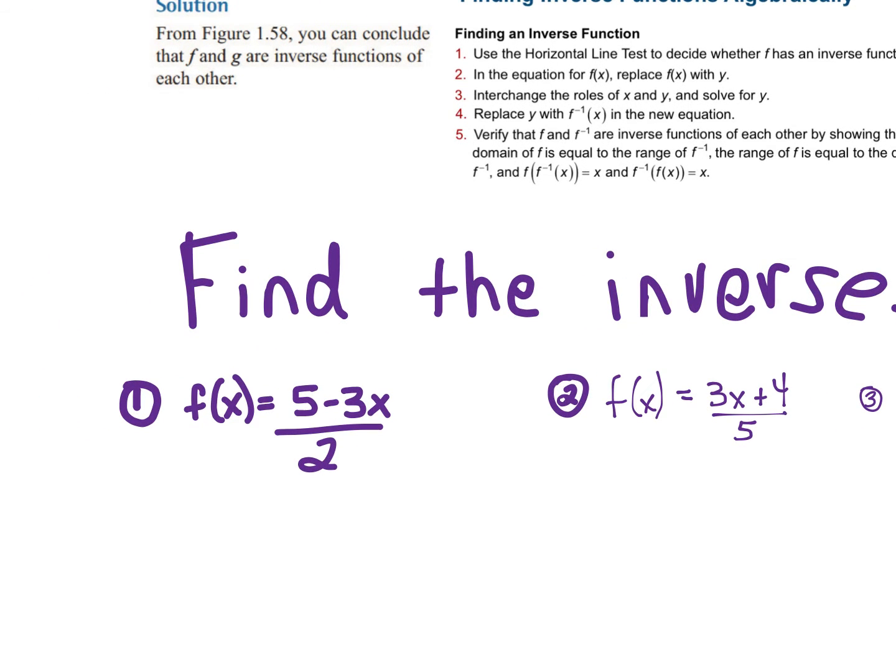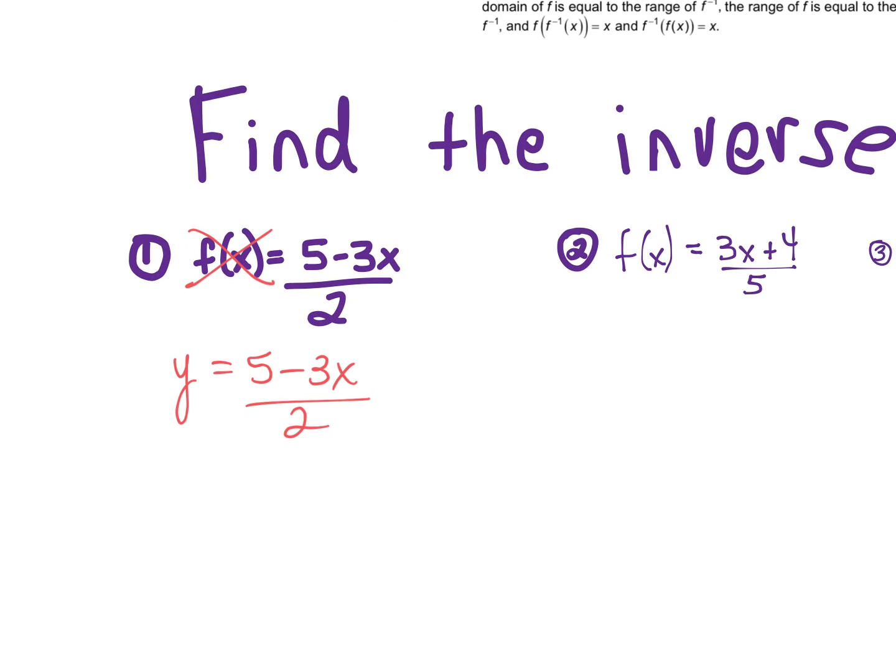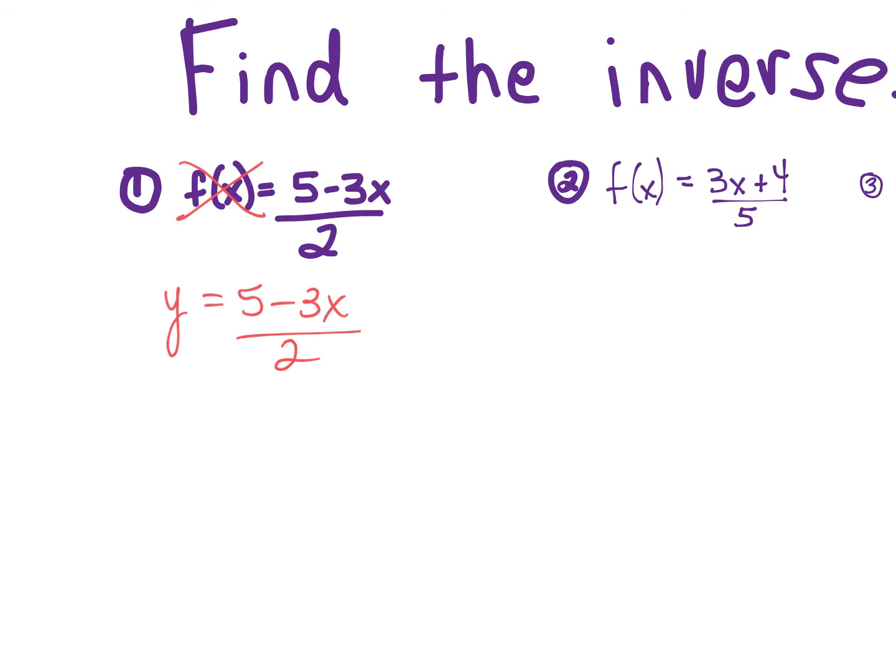So let's do number 1 together. Step number 1 is to replace f of x with a y. So y equals (5 minus 3x) divided by 2. Agreed? Okay. Step 2: physically switch x and y. So this becomes x equals (5 minus 3y) divided by 2. Next step.